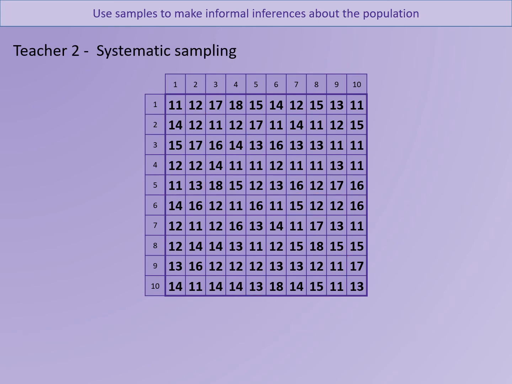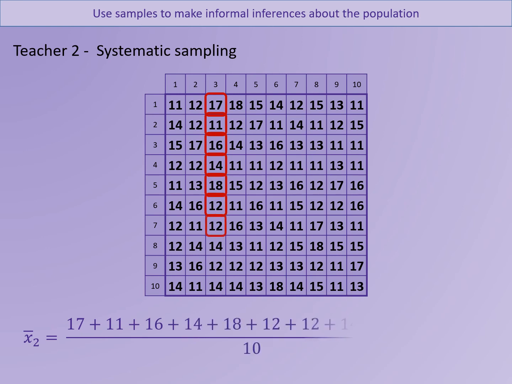Teacher 2 is going to use a systematic sampling technique. Again, they need the ages of all 100 students, and what they have decided to do is choose every 10th person starting from the third. So you can see that it's a very systematic way of finding those 10 ages, and when you find the mean of those 10 ages, you get an average age of 14.